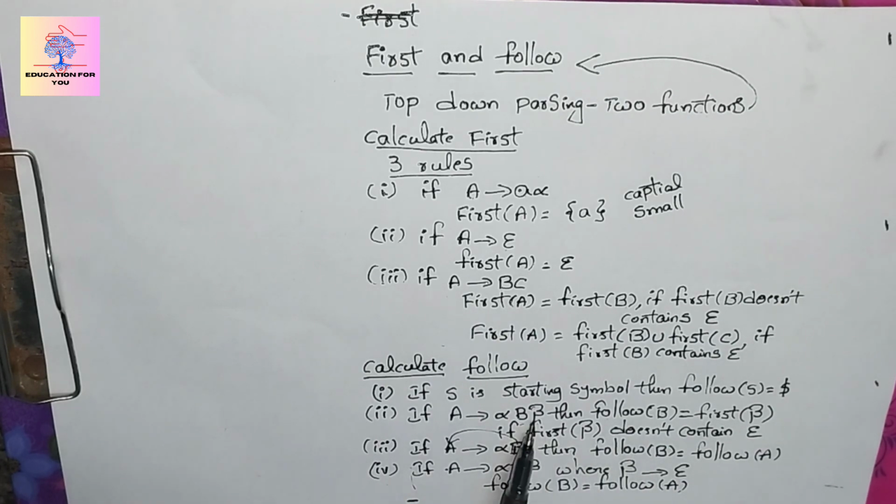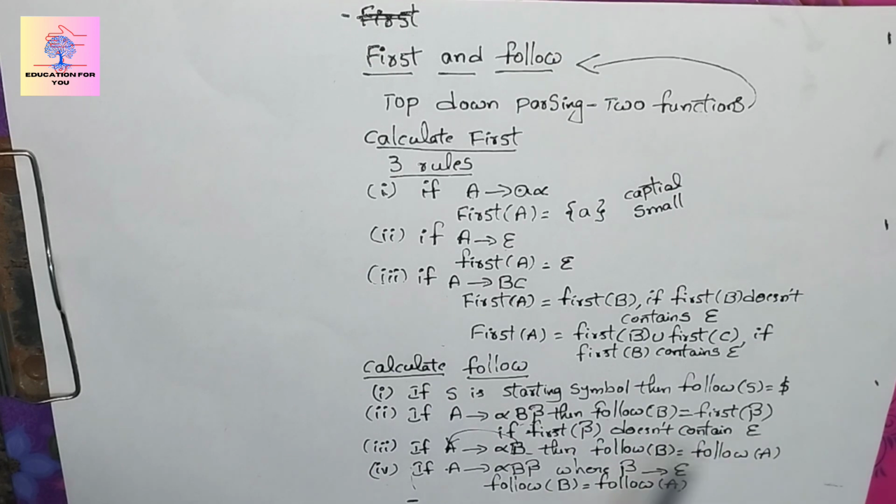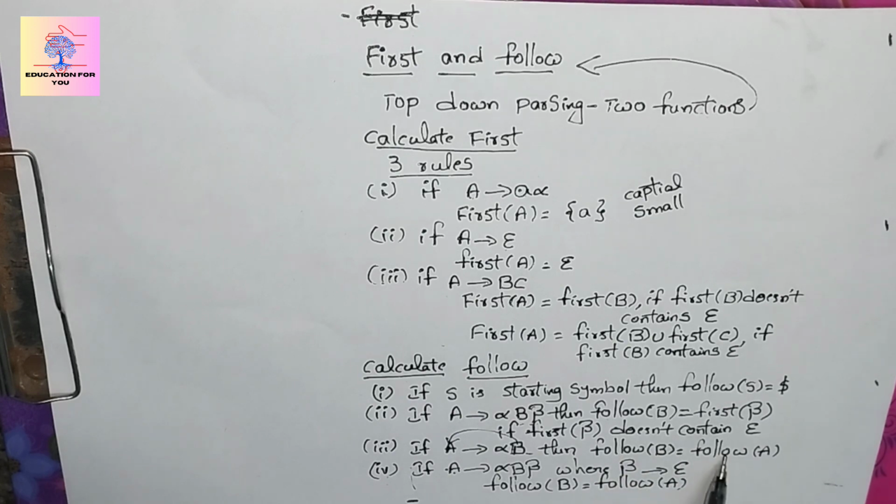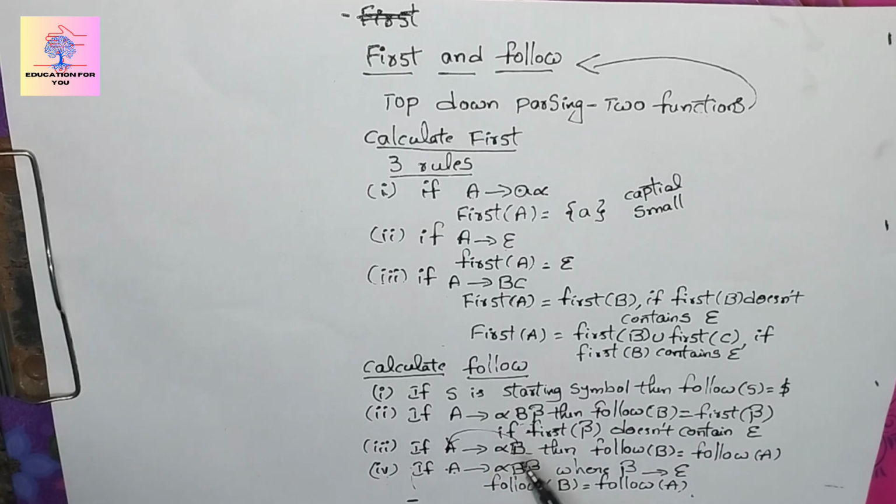Here, if beta does not contain epsilon, follow of B can become first of beta. If beta contains epsilon, then follow of B can become follow of A. The answer for the fourth rule and the third rule is the same. Look here, follow of B equals follow of A, follow of B equals follow of A. But the production is different, third and fourth production. So these are the rules for calculating the first and follow.